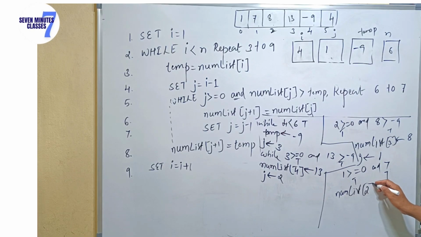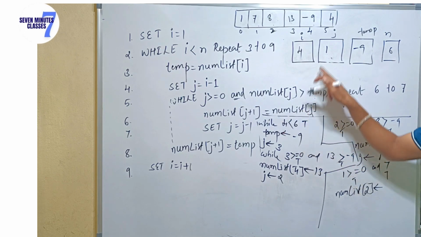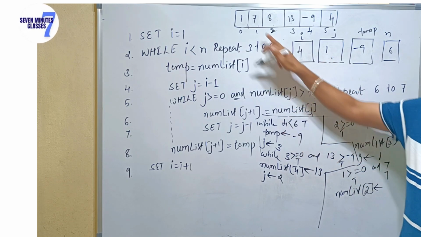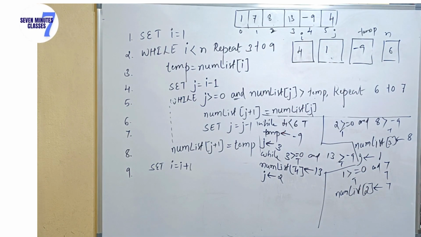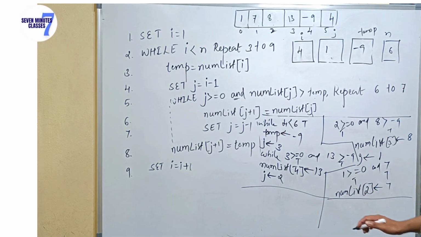I write 2 into this. Num list of j. What is the value of j? 1. Num list of 1, that is 7. Understanding this? But the loop is not yet completed. Again I have to go back to the loop. Okay, so that I write.